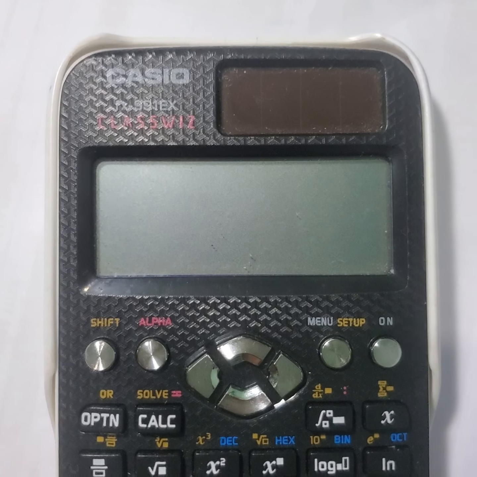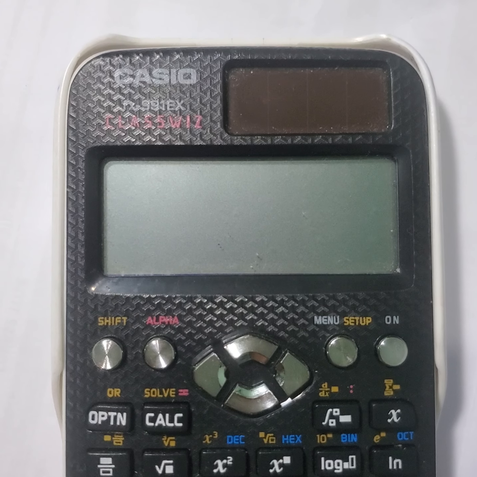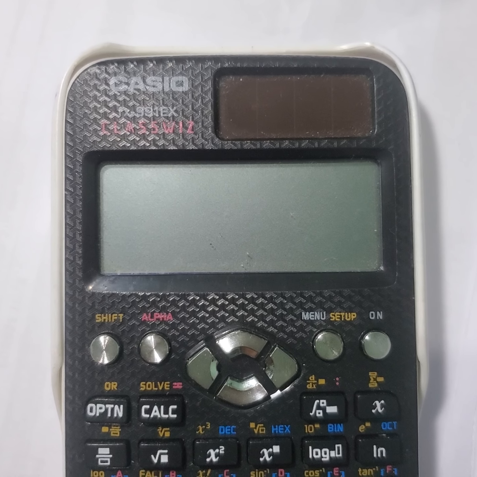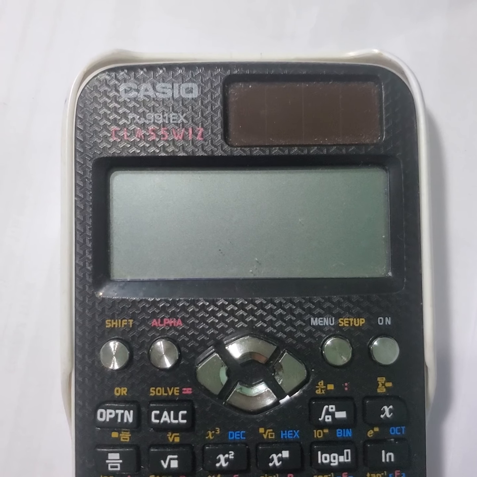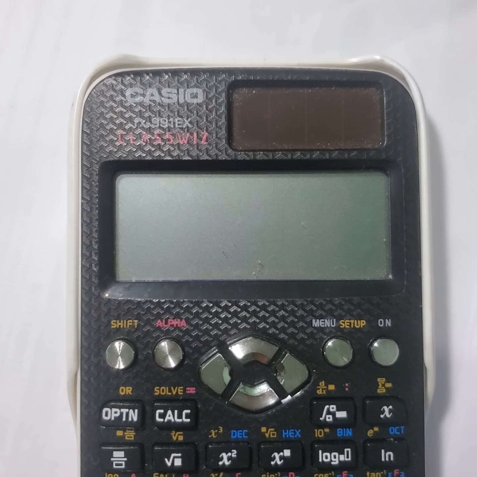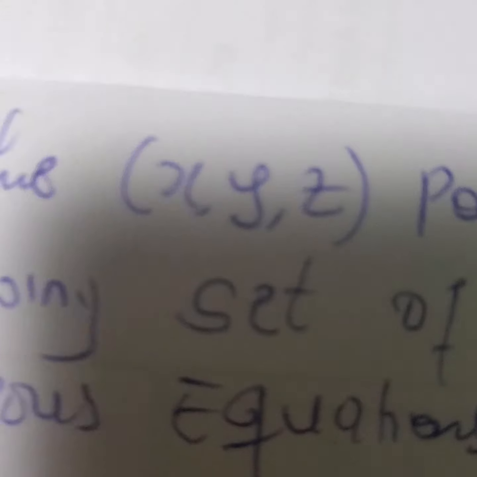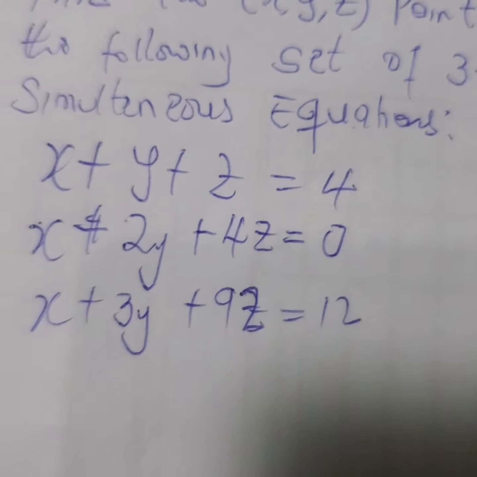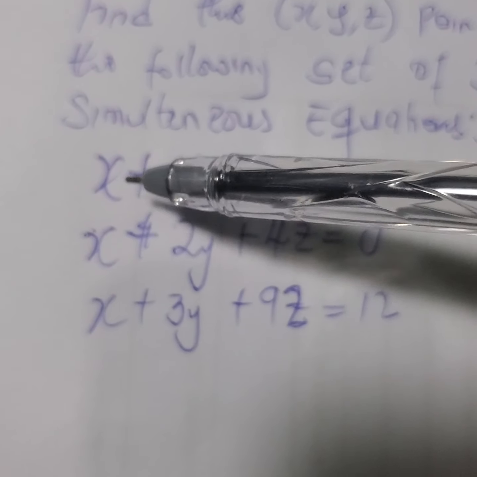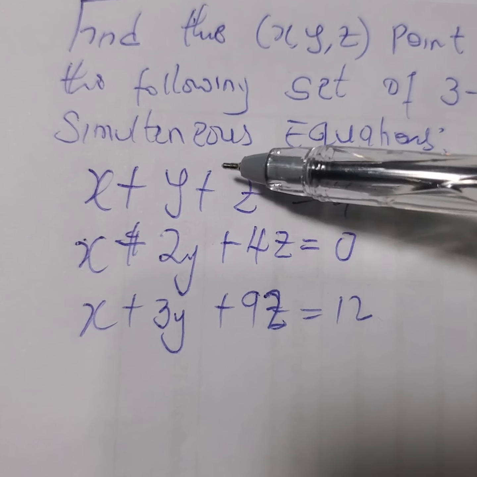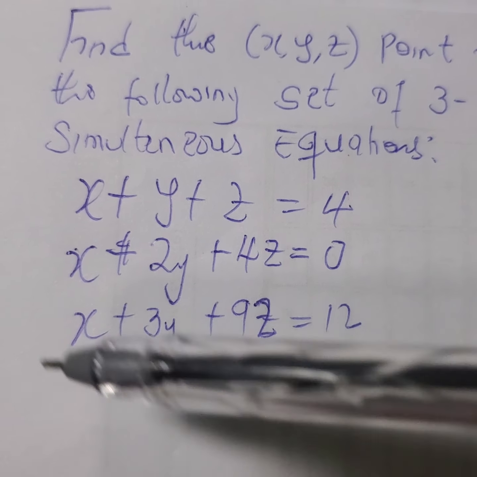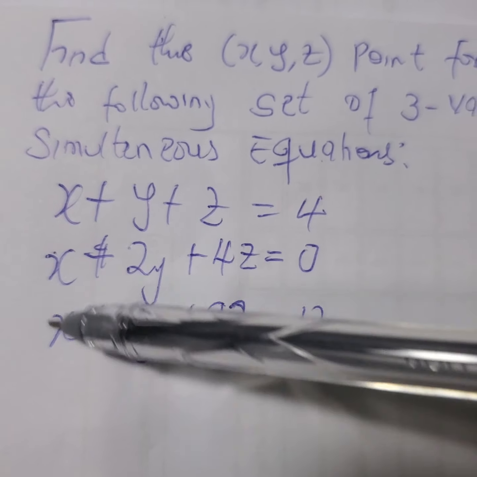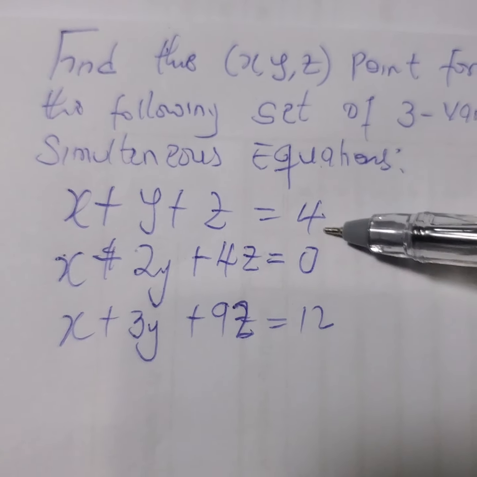Today, I want to demonstrate how we can use a scientific calculator to determine three unknown variables, x, y, and z, for a given set of linear simultaneous equations. I call it linear because the power of each variable is 1. So this is a linear simultaneous equation.